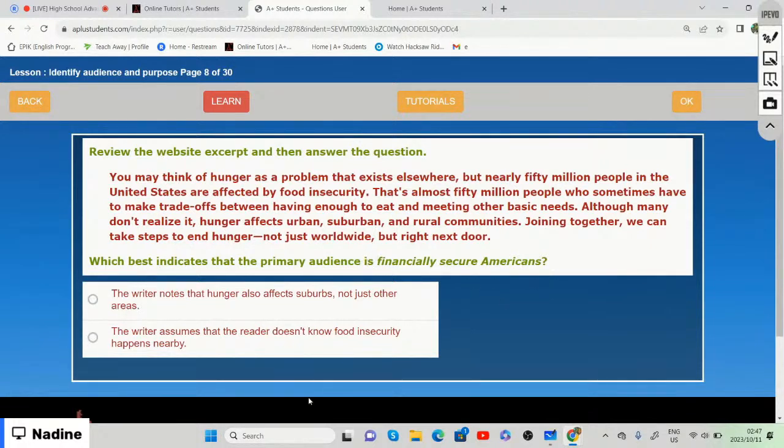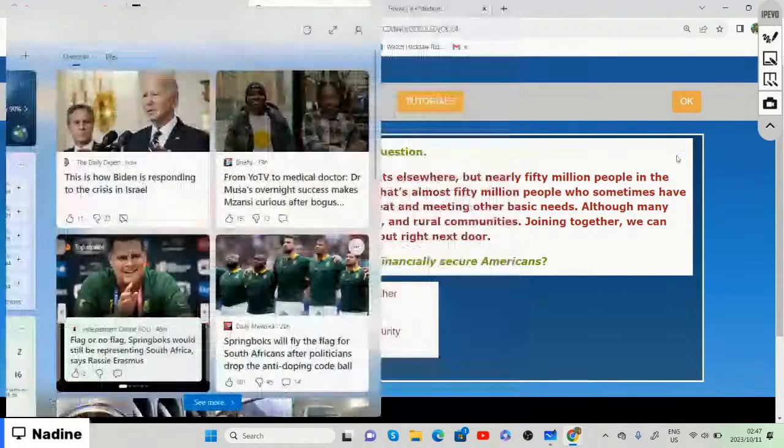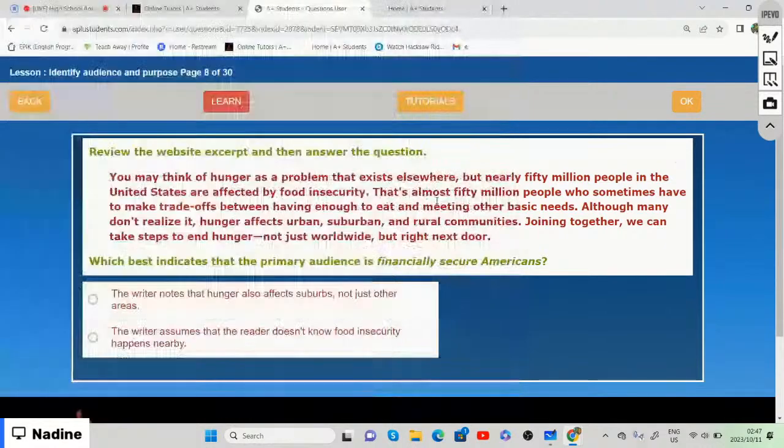So now we need to say which best indicates that the primary audience is financially secure Americans? Is it the fact that the writer notes that hunger also affects suburbs but not just other areas? Or the writer assumes that the readers don't know food insecurity happens nearly yearly? So we will go with the writer's notes.